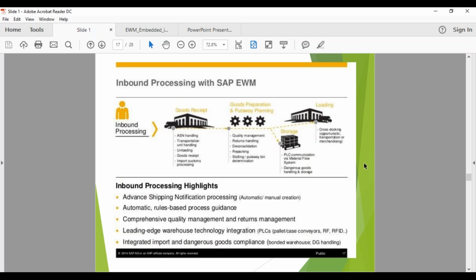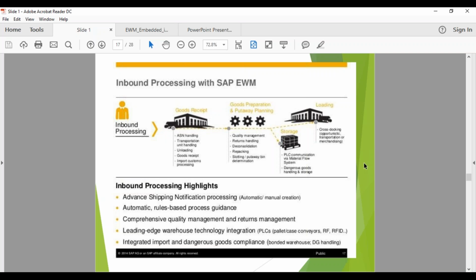That is returns handling. Deconsolidation, which we have discussed, and then repacking also, we have two levels. One is when we receive the part or product, we either make it into a carton or a pallet. That is the palletization process. That is one of the processes.